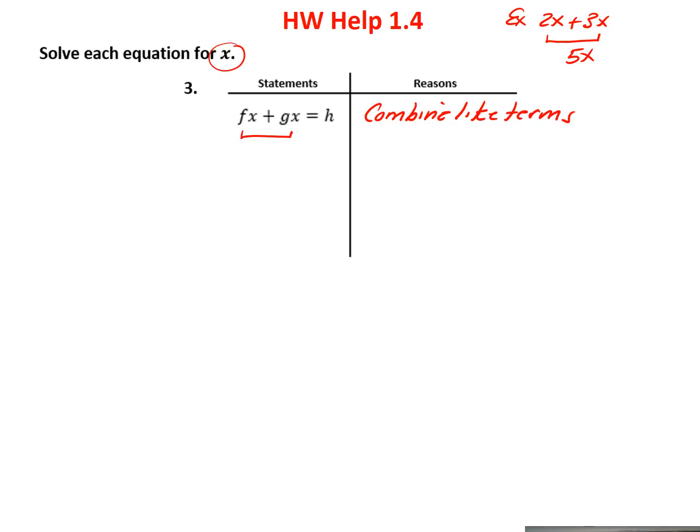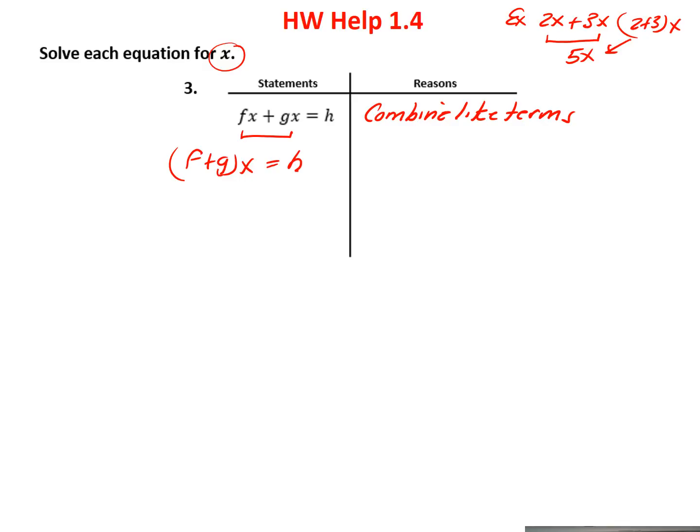We don't know what f and g are, but it's kind of like the reverse of the distributive property. Here I said 2 plus 3 gave me 5. Notice I could have said 2 plus 3 times x, which gives me 5x. Here we don't know it, so we just put f plus g together times x equals h. Very important you see that, because I can combine terms. It looks kind of funky here, but that's how we get that.